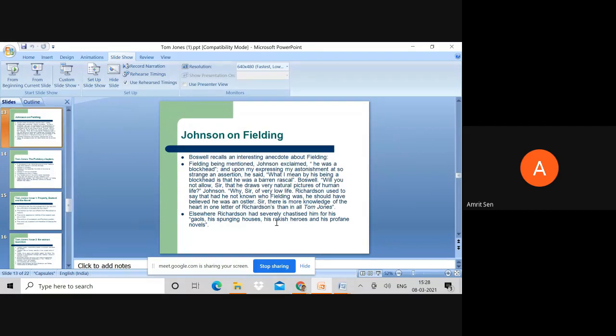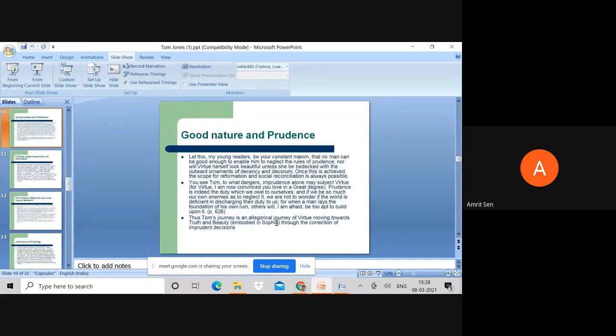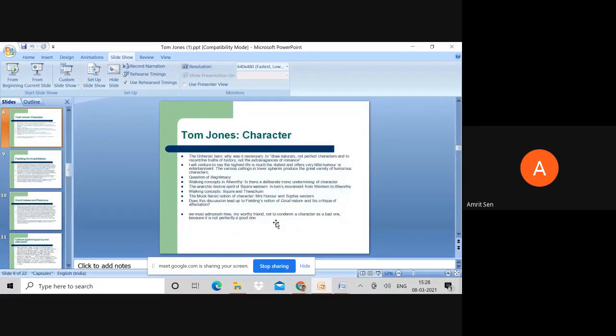Right, so that then is the question of characterization. So if you ask a question on this, how Fielding presents the unheroic hero, you have to respond by going back to these points. In Tom Jones, Fielding presents a wide possible gallery of characters and unheroic characters, both in terms of class as well as in terms of morality.